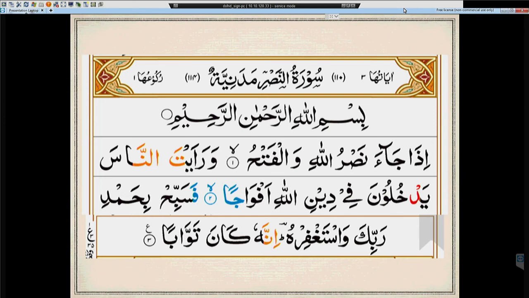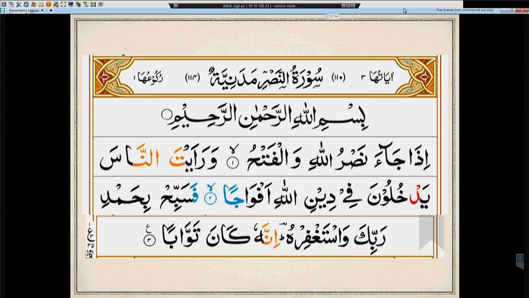You'll notice that all of these letters, fa, in fasabbih, sin, ba, ha, mim, dal, all of these are empty mouth letters. None of them are going to be pronounced full mouth. So it's fasabbih bihamdi, and then you go rabbika. There's actually only the ghain and the ra in this ayah. Wastagh, and then there's rabbika. Those are the only two letters that are full mouth. Rest of them are empty mouth.